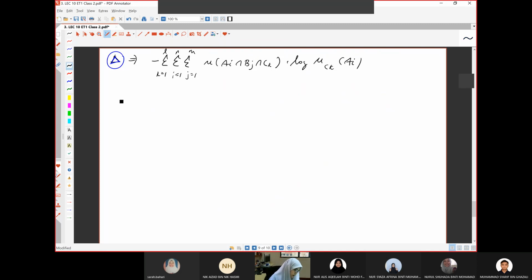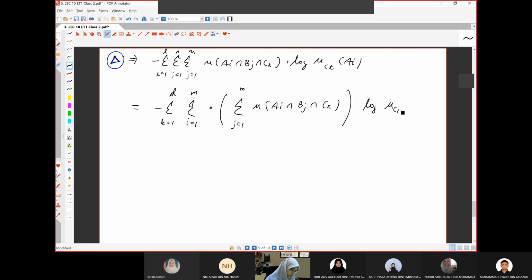We use this one. This is equals to minus of sum 1 until L, sum of I until M. Okay, so actually we can write this as multiplied with the summation of J from 1 until M of mu of AI intersect BJ intersect CK, multiplied with the log mu CK given AI.